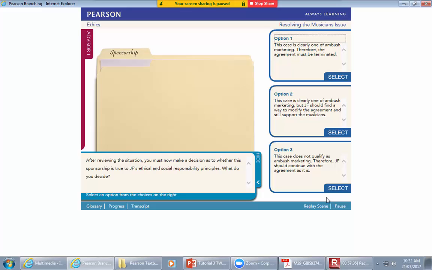And you have these three options. Either you say it's clear ambush marketing, so unethical, and we're going to terminate the agreement with this band. Or this is clearly a case of ambush marketing, but JF could find a way to modify the agreement and still support the band. Or you say this case does not qualify as ambush marketing, so we should continue with the agreement as is. So it's a reverse from previous slides.